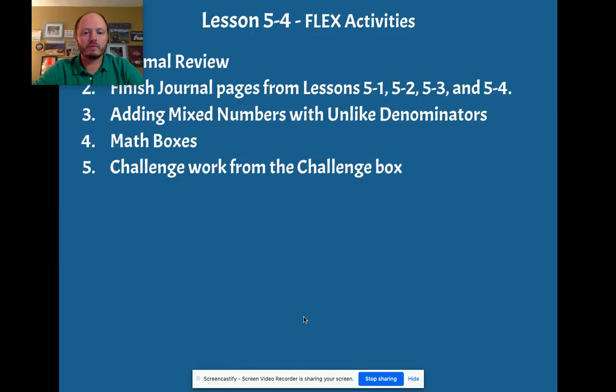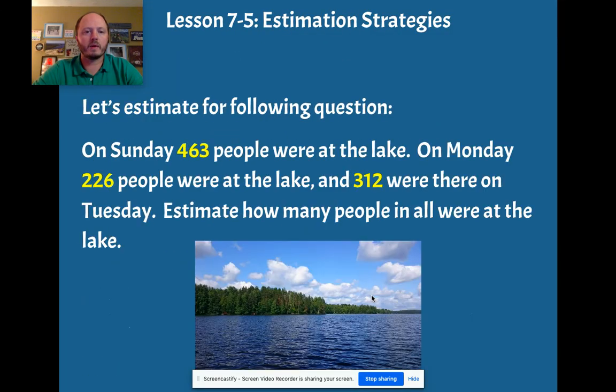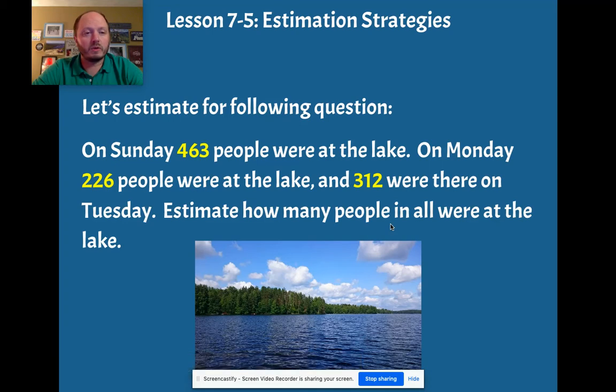So think about this question. There's plenty of nice lakes and beaches, and lots of people show up there. And I want you to think about a question like this. I want you to estimate, to try to think about what would be a good approximate answer for this. And how did you go about doing it?